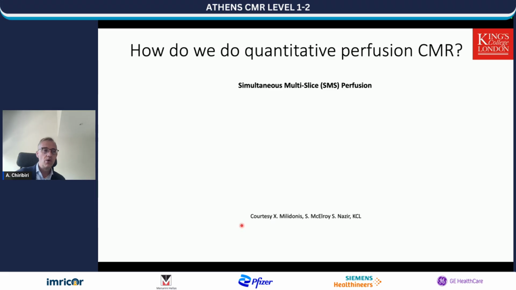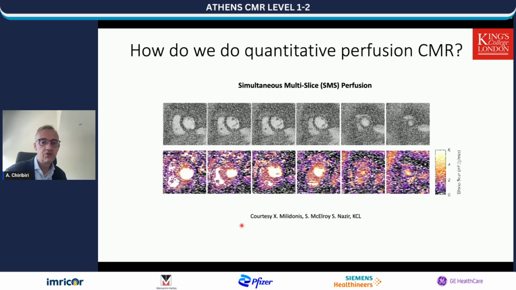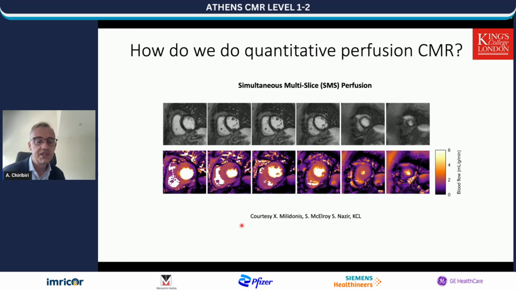In the future, we won't be limited to 3 slices for perfusion imaging. If you talk with your nuclear medicine colleagues, they will point quite correctly that stress perfusion CMR is only sampling the myocardium over 3 slices. Actually, we can do more. We can do 6 or 9 slices using technology called simultaneous multi-slice or SMS perfusion.